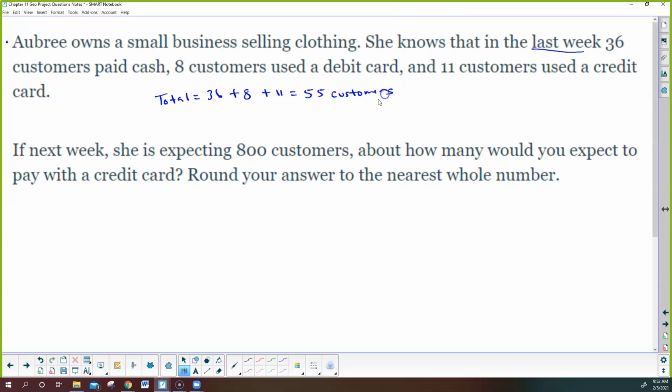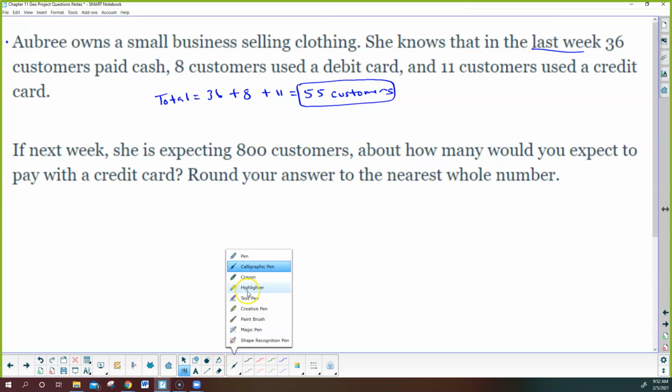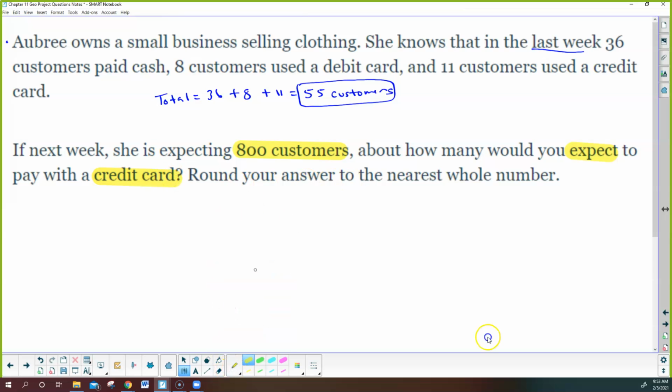customers, right? So we know how many total customers from that statement. And if next week she's expecting 800 customers, that's quite a jump, but if that happens, about how many would you expect to pay with a credit card? Round your answer to the nearest whole number. Well, this is another expected value problem.